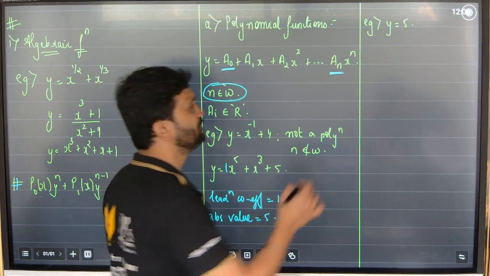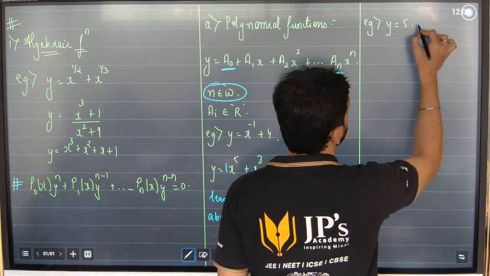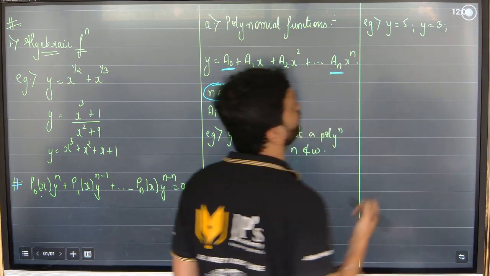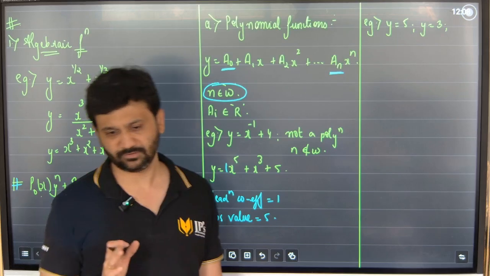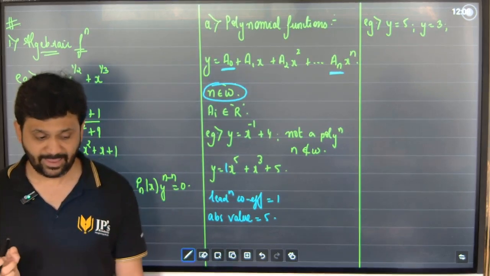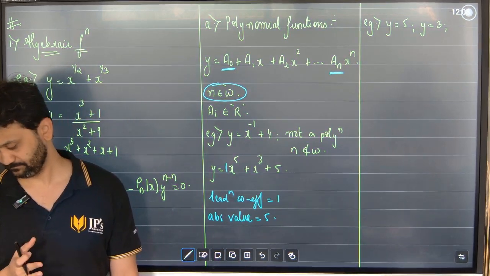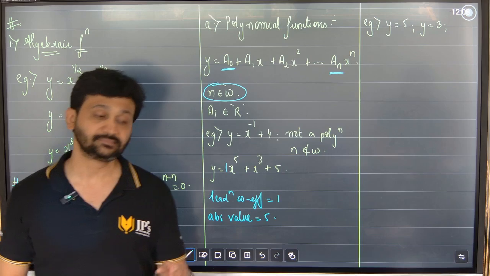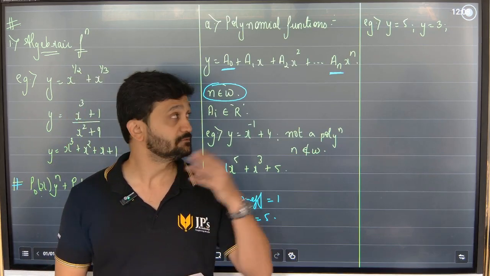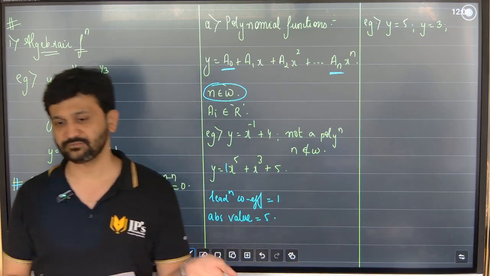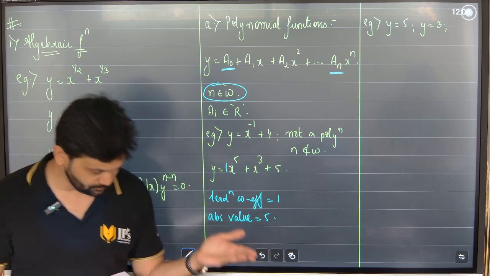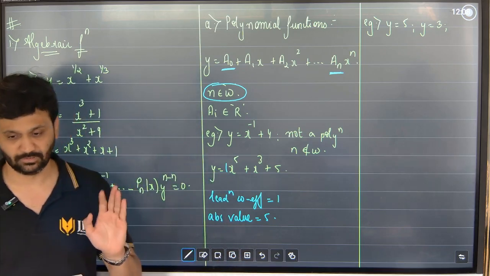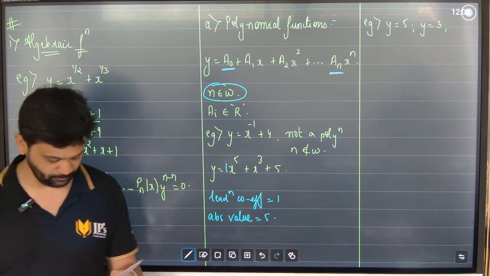Take one more example of your choice. We can take y is equal to 3 also. I have taken y is equal to 5, y is equal to 3, except y is equal to 0. So we can take y is equal to 5 as a constant polynomial, and y is equal to 3 as a constant polynomial. We can't take y is equal to 0 as a constant polynomial. So y is equal to 0 is not a constant polynomial.